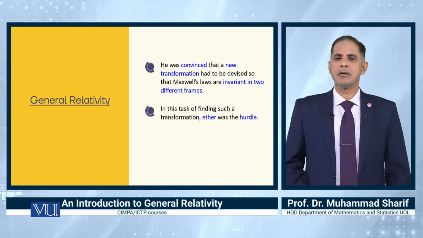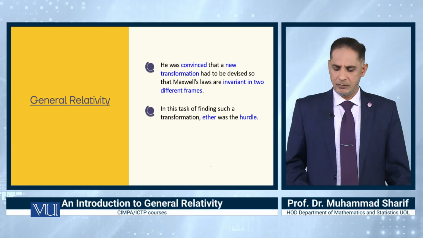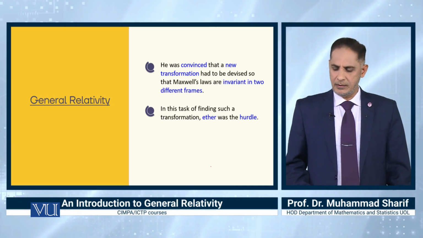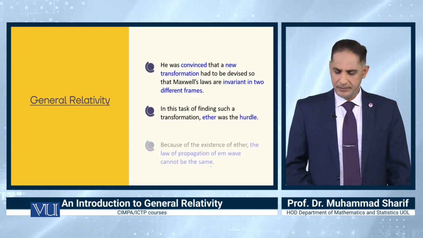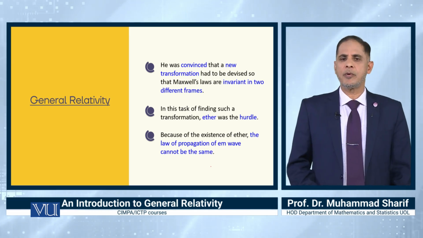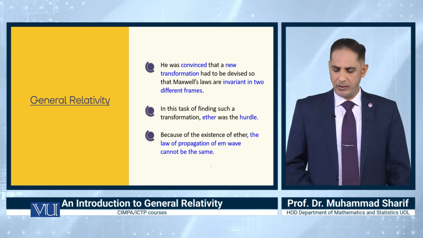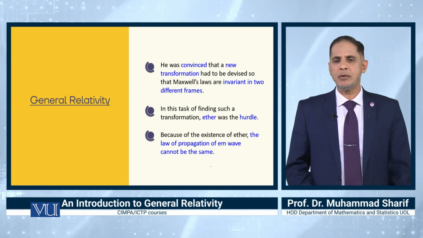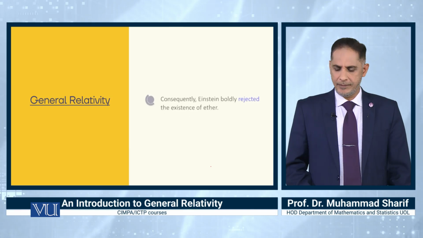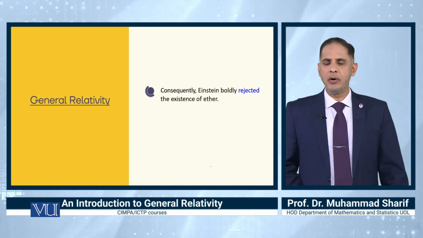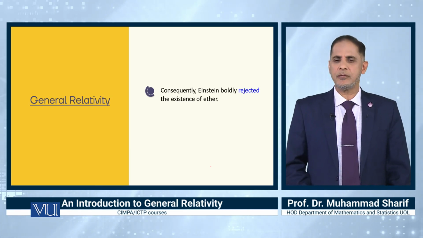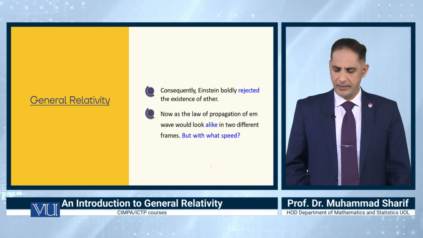But in this way, he has a main issue: the ether was the hurdle. Because of the existence of ether, the law of propagation of electromagnetic waves cannot remain the same in two different frames. So, Einstein boldly rejected the idea of ether, or the existence of ether in space.